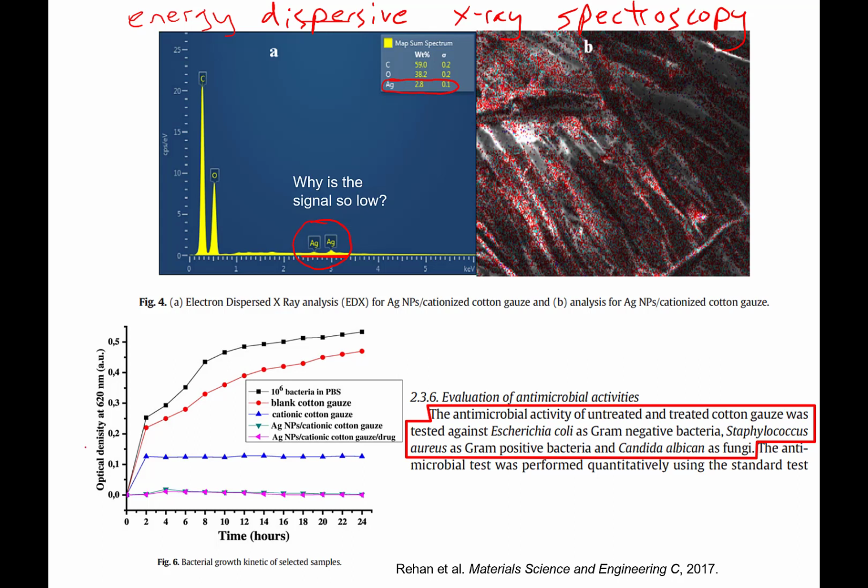And then here, their metric. So this is just a measure of growth in solution. So as these microbes grow, the optical density increases over time. And so you see with the bacteria just in PBS, these black dots, there's lots of growth over time. And then with a blank cotton gauze right here, still lots of growth, not much different.